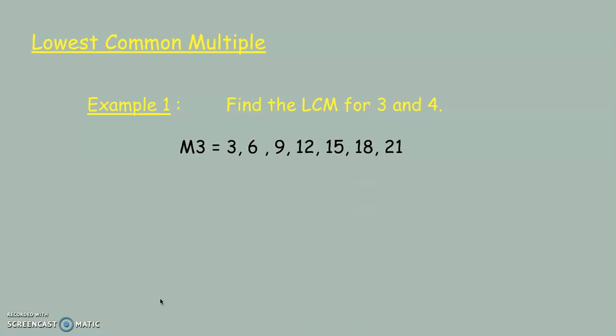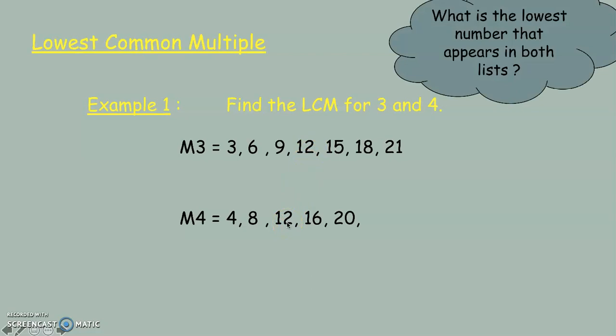So if I write down the first 7 multiples of the 3 times table, and then I've got here the first 5 multiples of the 4 times table. If we have a look to see what they have in common, you should see that they both have the number 12 in common. Okay, so that is our lowest common multiple. That is the first number that appears in both the times tables.